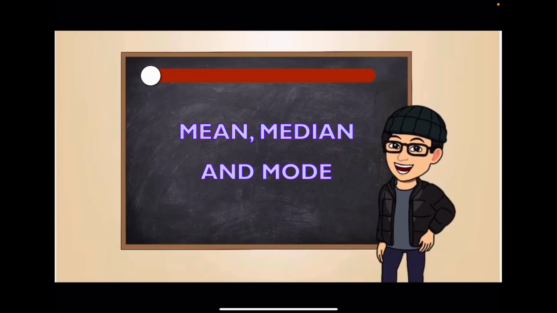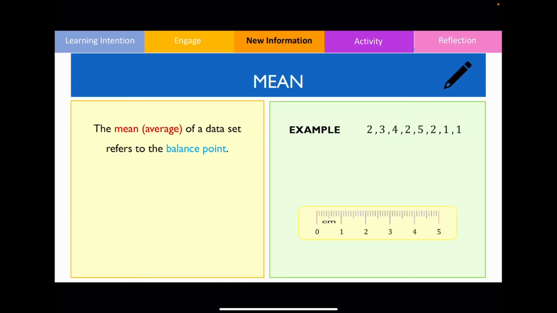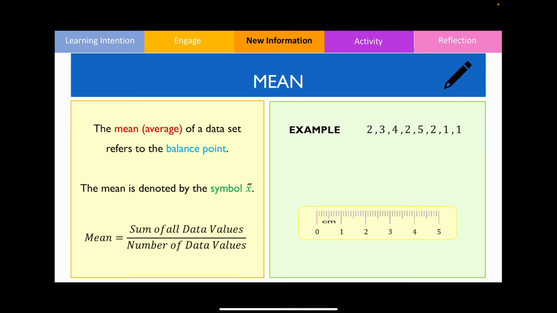The first part of this lesson is for us to review how we find out the mean, median, and mode. The mean of a dataset can be thought of as the balance point of a dataset. And symbolically, we use the letter X with a dash on top of it to represent the mean of a dataset. To find the mean, you may recall that this was done by finding the total for all the values within the dataset and then dividing it by the number of values that's contained within the dataset.